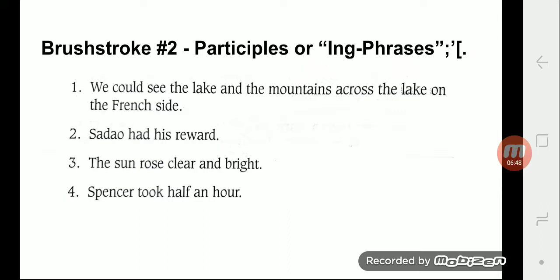So, sentences without the brushstroke. 1. We could see the lake and the mountains across the lake on the French side. 2. Sado had his reward. 3. The sun rose clear and bright. 4. Spencer took half an hour. All right, so pretty boring sentences, right? Let's see how ing phrases liven them up.